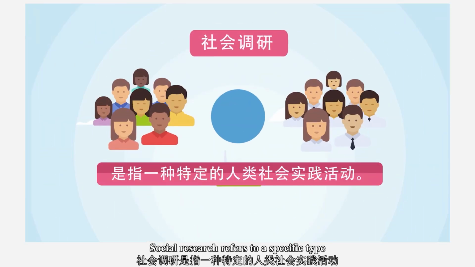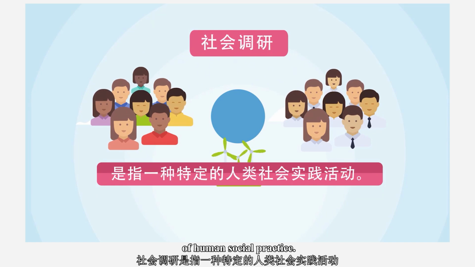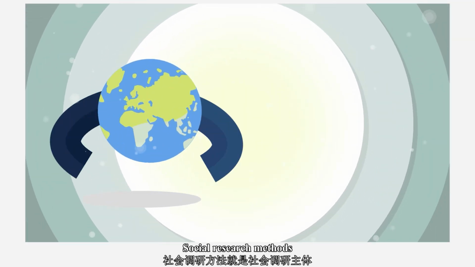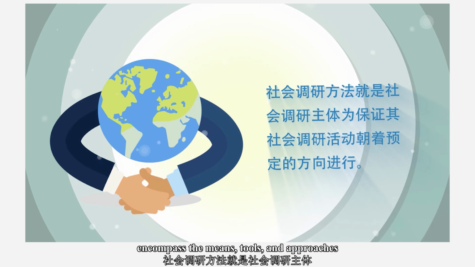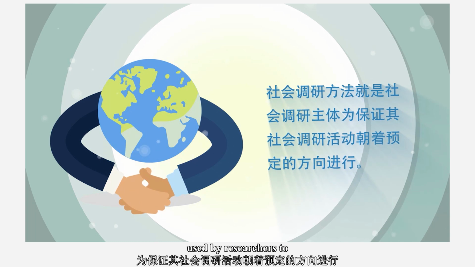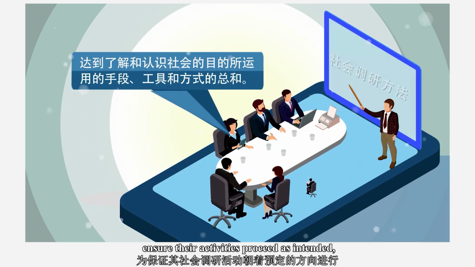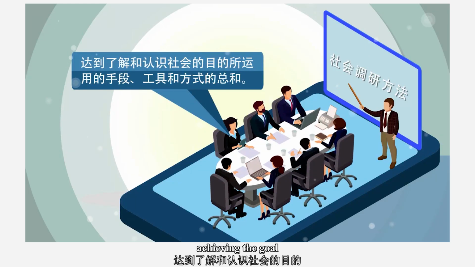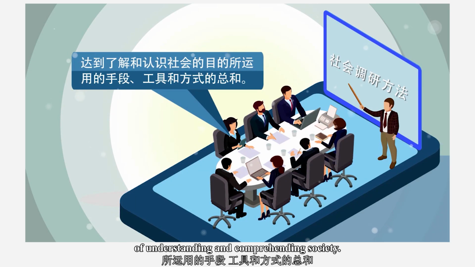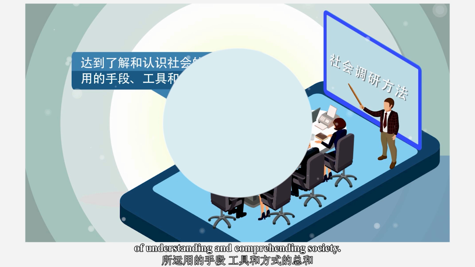Social research refers to a specific type of human social practice. Social research methods encompass the means, tools, and approaches used by researchers to ensure their activities proceed as intended, achieving the goal of understanding and comprehending society.